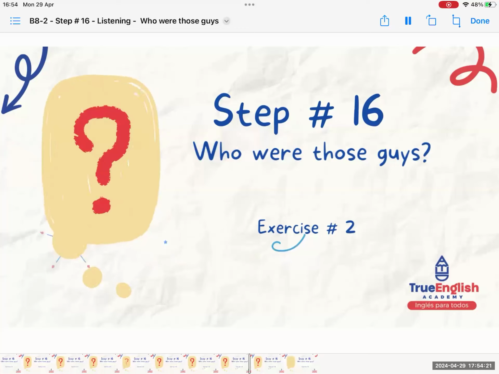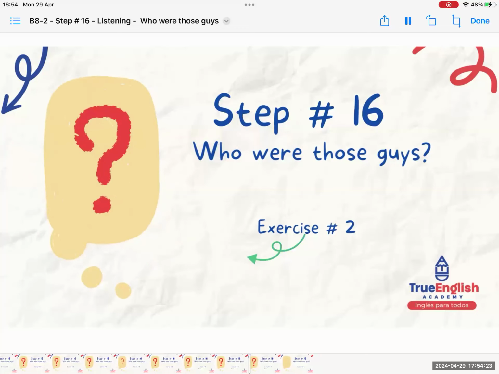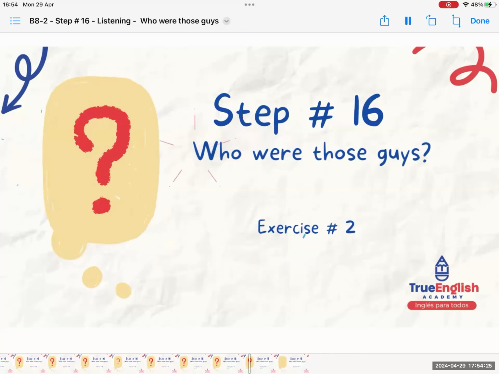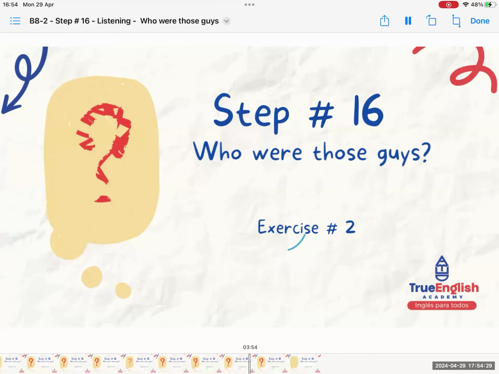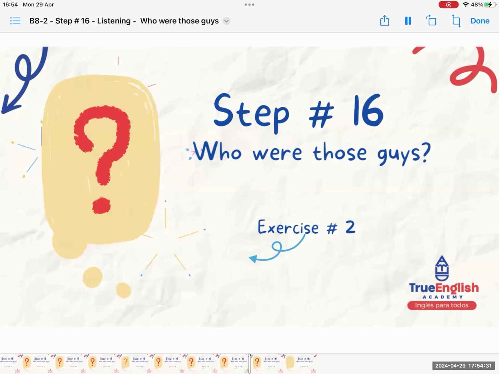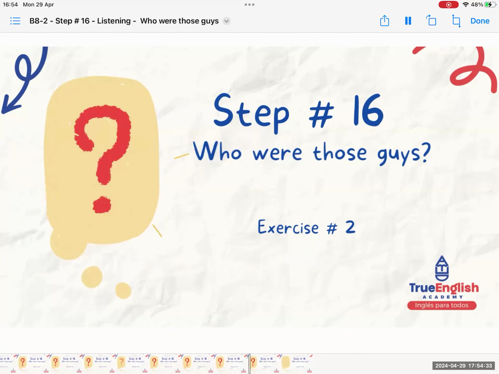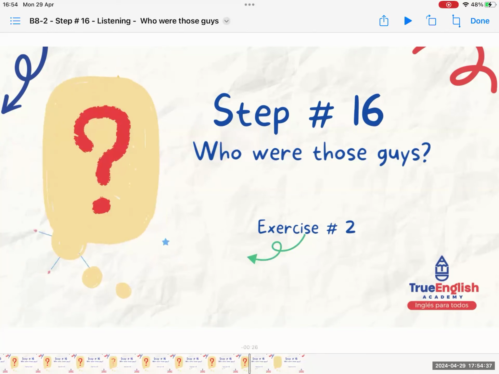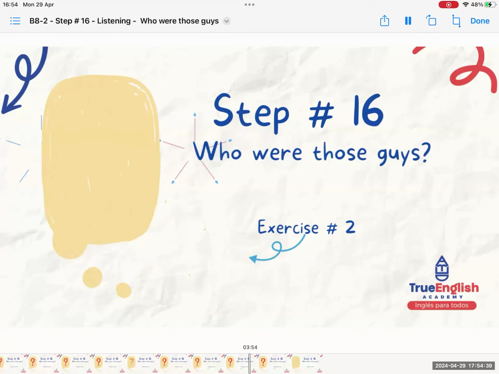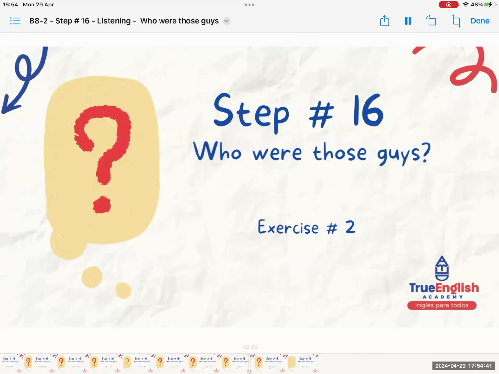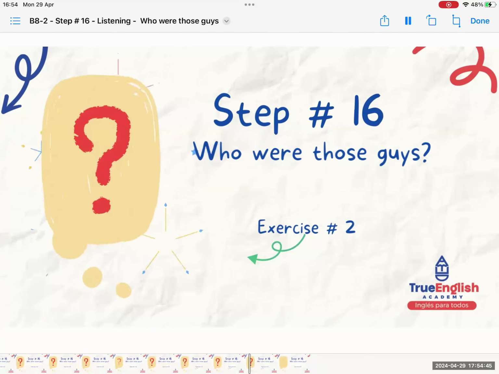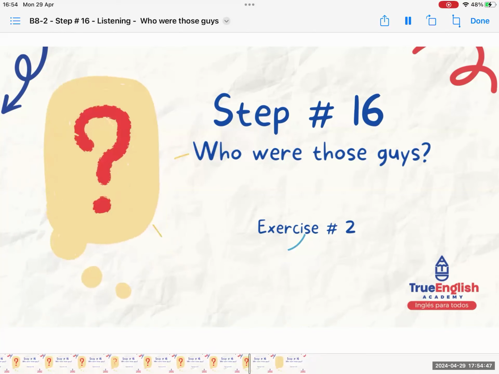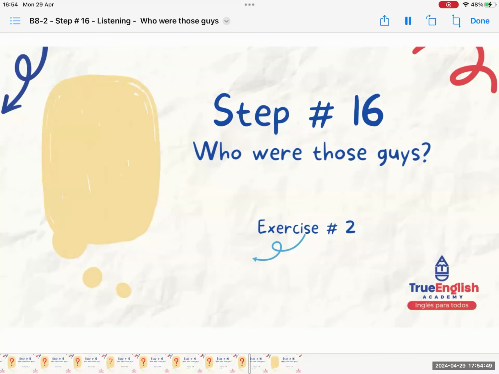Number 11. Galileo Galilei was an Italian man who used the telescope for the first time. Who used the telescope. Number 11. Galileo Galilei was an Italian man who used the telescope for the first time. You got it, guys?